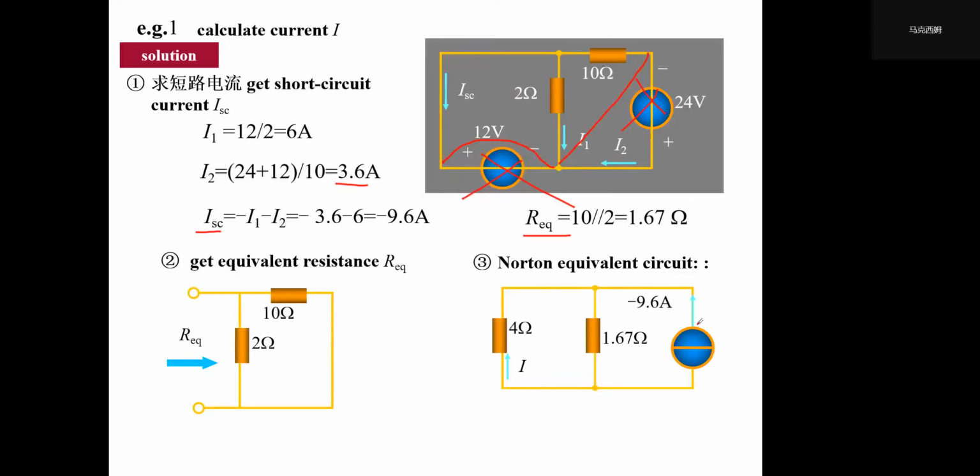Now we put back the original port. This is node point A and point B, right? So we put back the 4 ohm branch, and the right side is the equivalent Norton circuit. So it's very easy to calculate the current I, right?